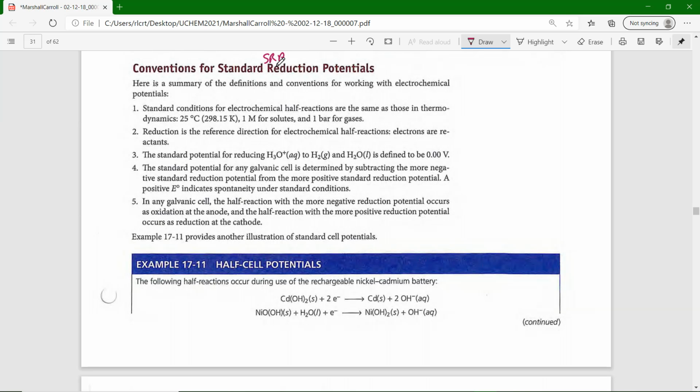Standard hydrogen potential is defined to be 0 volts. Okay, positive E0 cell means it's spontaneous. And so there you have it.